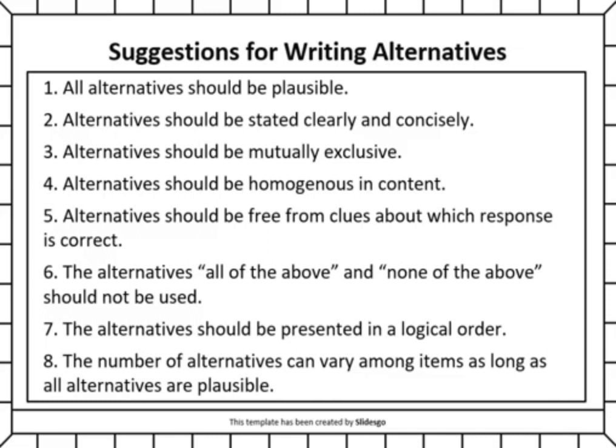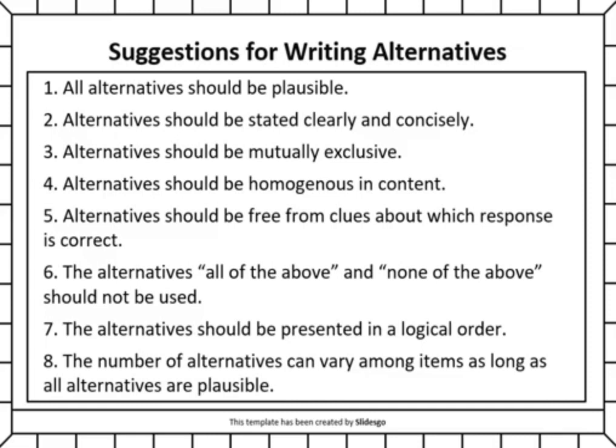Number 4, alternatives should be homogeneous in content. Alternatives with a variety of content can provide students with hints or clues about the right response. Number 5, alternatives should be free from clues about which response is correct. Connected to number 4. So intelligent test takers are aware of unintentional clues to the right response, such as distinctions in their choice's grammar, length, formatting, and language choice.